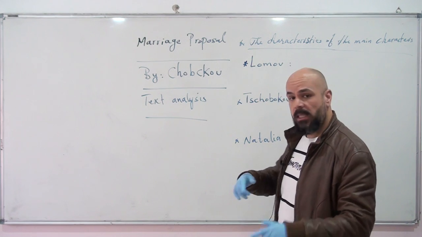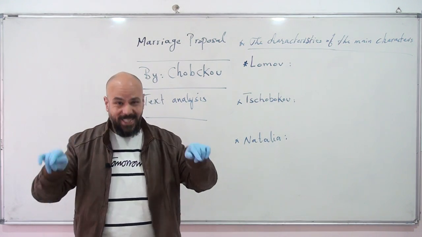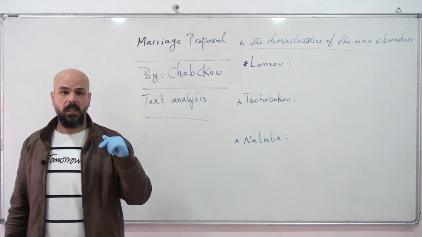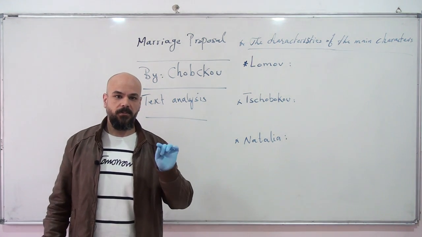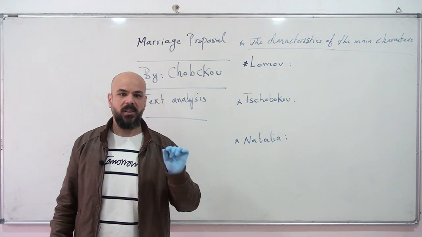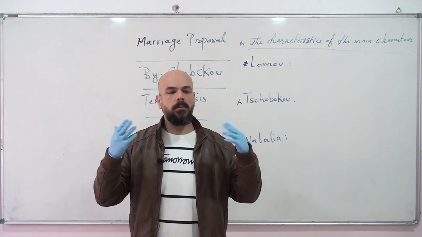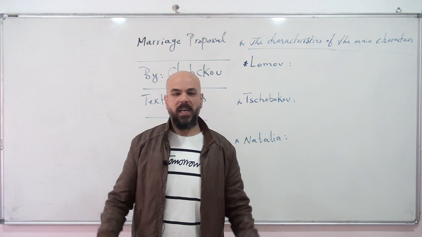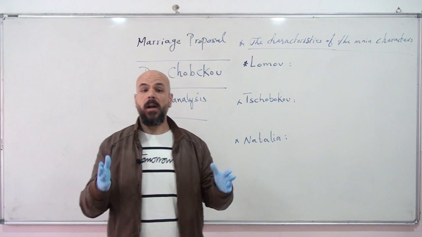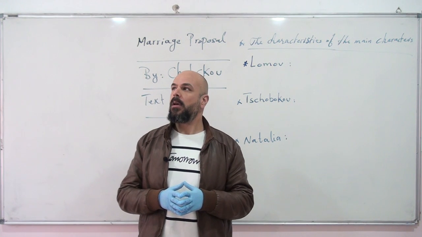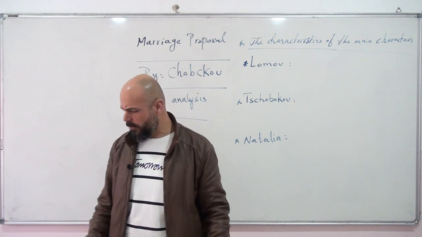In general, I need to remind you how we got general information about these main characters from the text itself. If you remember, last time we discussed the paragraph, the monologue of Lomov with himself when he was left alone at home by Natalia and her father. He started talking with himself, and from this information we could define marriage in general. He could describe himself. He was talking about how he's going to bring regularity to his life and so on. You know that we talked about all of this information.